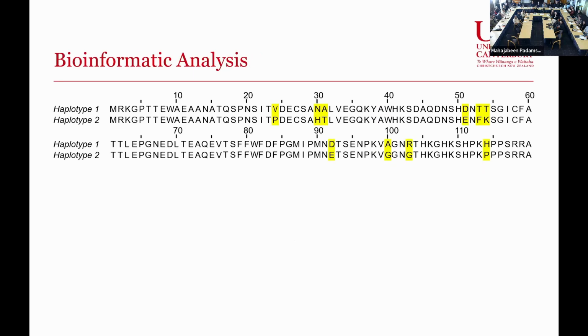Just to refresh on AP 1260, this is the amino acid sequence of the two haplotypes, and what I've highlighted here is the differences between them.